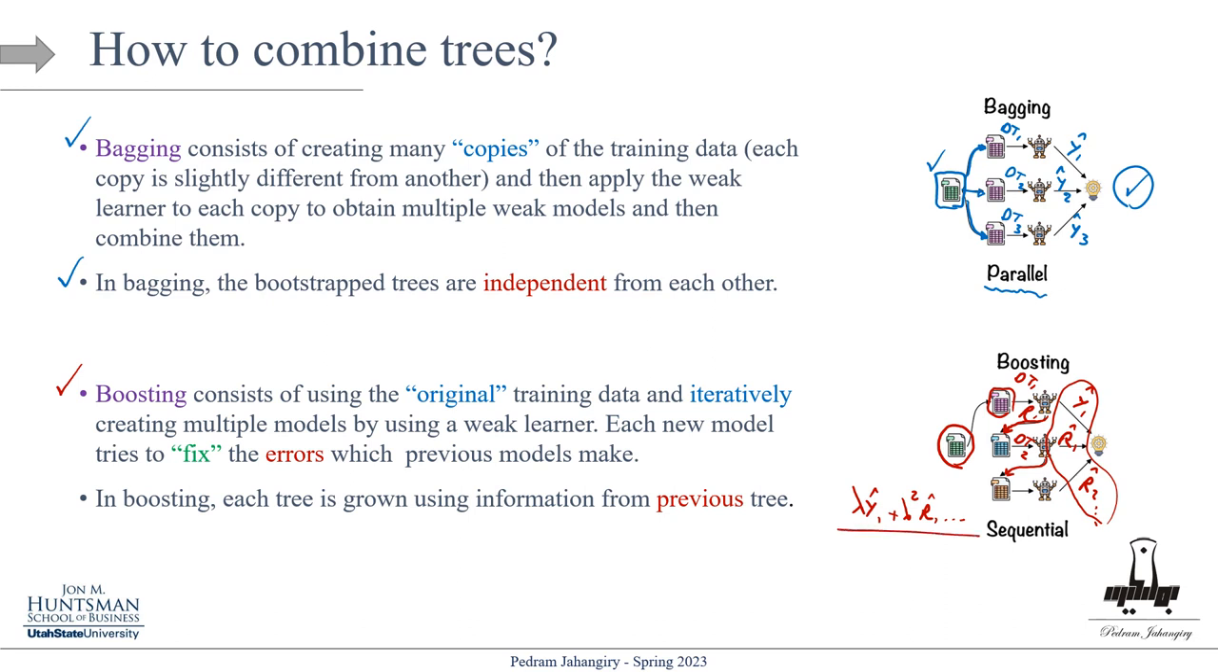Okay, so in boosting, remember, each tree is grown using information from the previous tree. So in that sense, it's not like bagging, where the trees themselves were independent from each other. This tree is completely independent from this one. This is independent from this one. Here, it's not the case. They're connected through, let me try to show it to you, this residual part. They're not completely independent from each other. So that was the idea of bagging versus boosting.